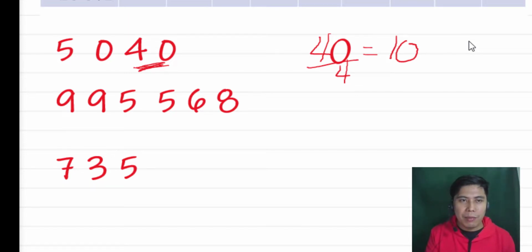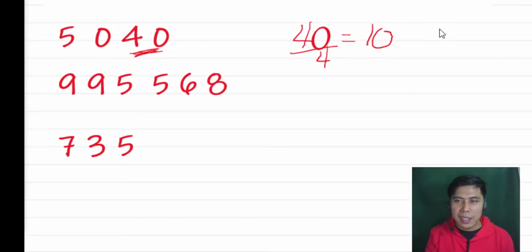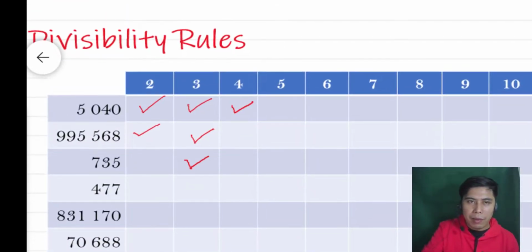So meaning 5,040 is divisible by 4. How about 995,568? The last two digits are 68, and 68 is actually a multiple of 4, or can be divided by 4. You get 17 without any remainder. Then we can say that this big number is also divisible by 4.